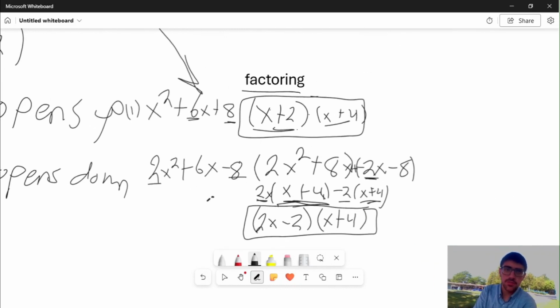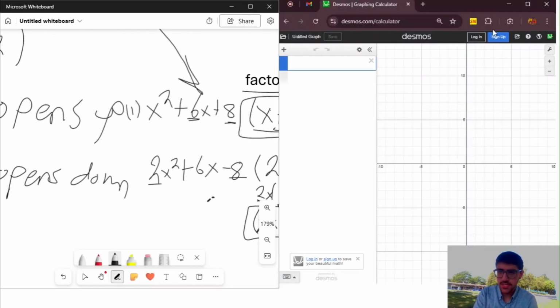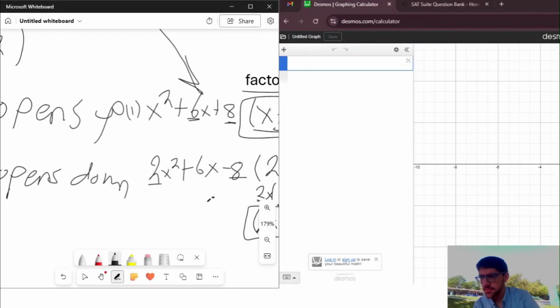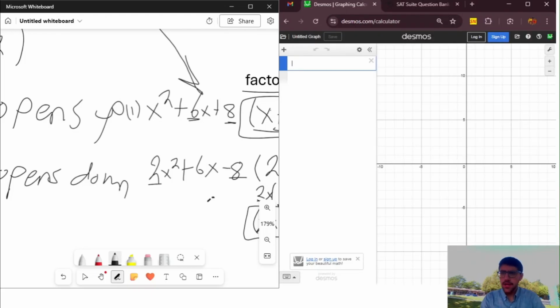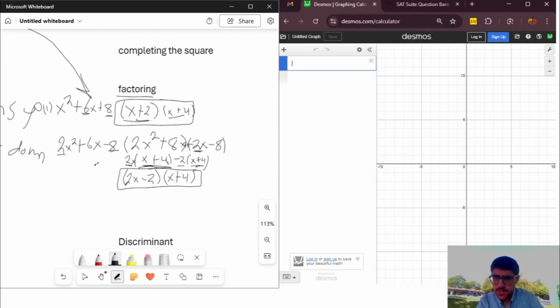But what if you use Desmos? As I said, Desmos is useful, but it's not always necessary. So just give me a minute to open Desmos. Okay, that's better. So using Desmos, what were our examples?